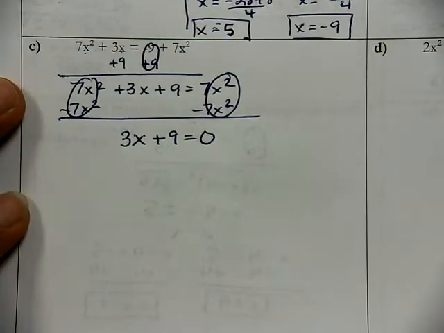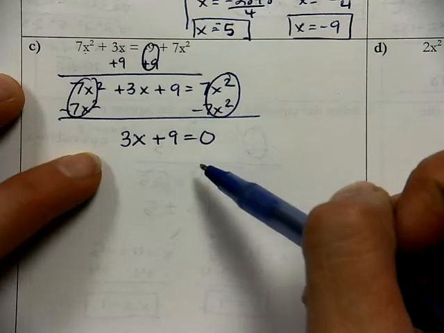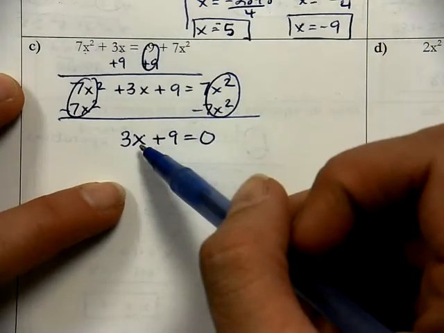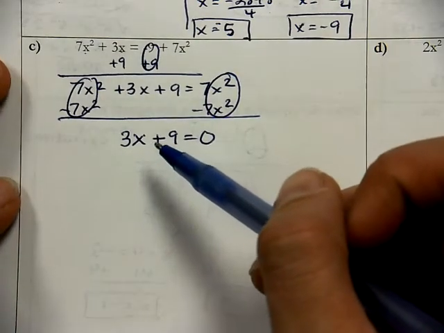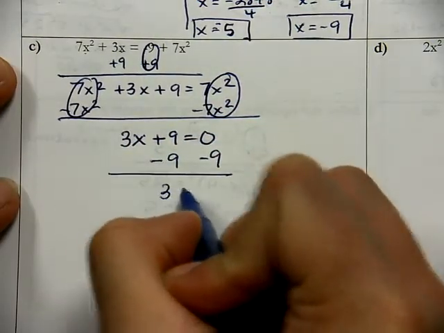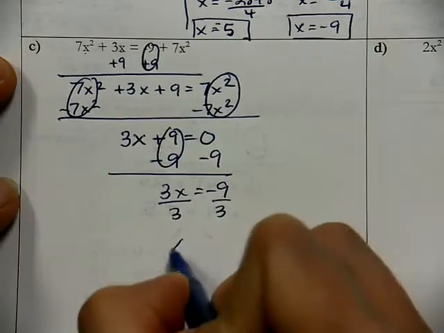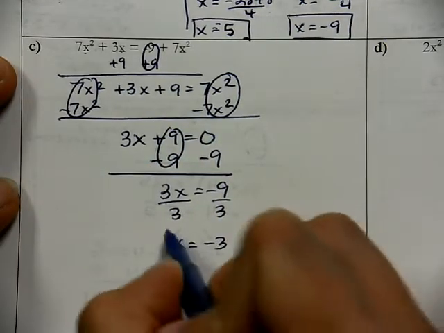Now this looks weird because my x squared term is gone, so when I look at this, this is no longer a quadratic equation. We don't have x squared, we just have one plain old x. This is a linear equation. So to solve linear equations, I just do inverse operations, and I get one solution, x equals negative 3.